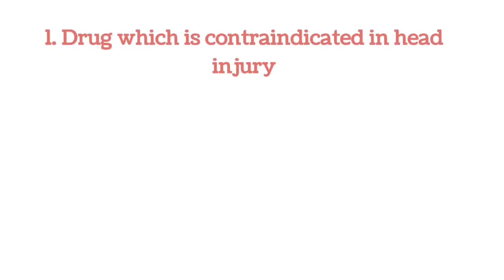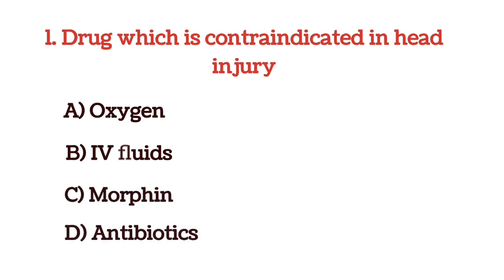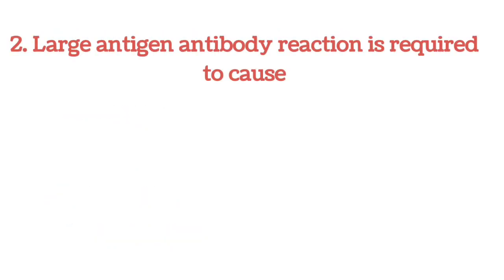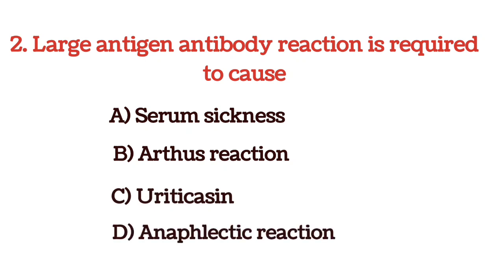Question number 1. Drug which is contraindicated in head injury, and the options are oxygen, IV fluids, morphine and antibiotics. And the answer is option C, morphine. Large antigen antibody reaction is required to cause, and the options are serum sickness, Arthus reaction, uric acid and anaphylactic reaction, and the answer is option B, Arthus reaction.